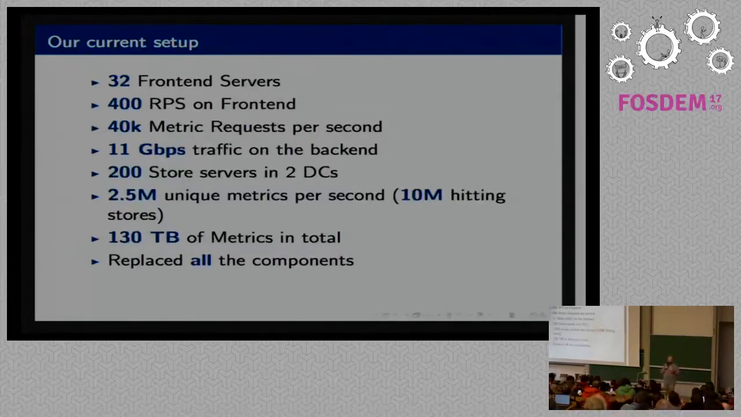In our setup, at this moment, we have more than 2.5 million unique metrics per second, and because of replication factor 4 in total, so 2 copies per data center, 2 data centers, there are 10 million metrics per second that are actually stored. And this value is also growing really fast, because half a year ago it was less than 2 million.